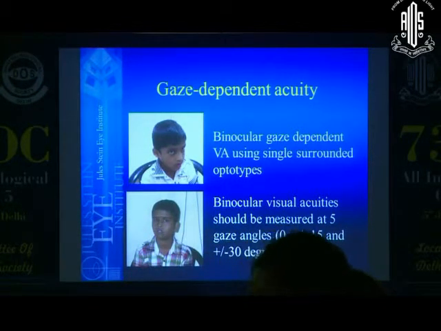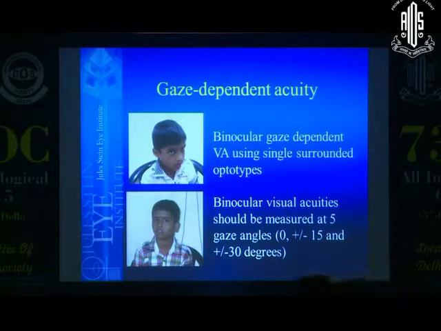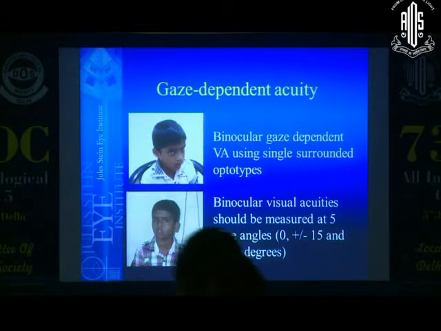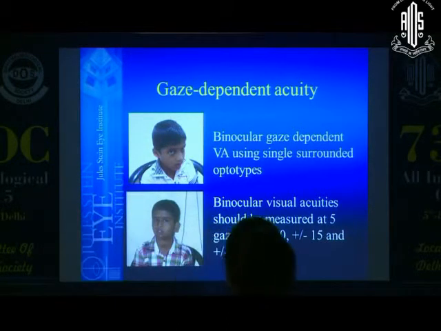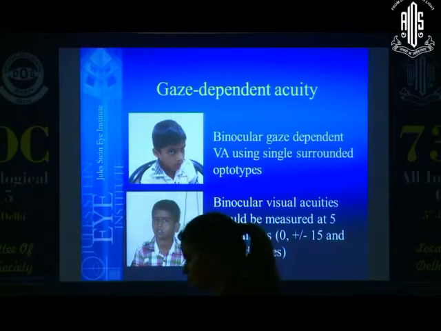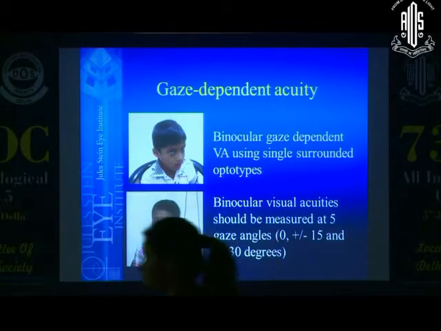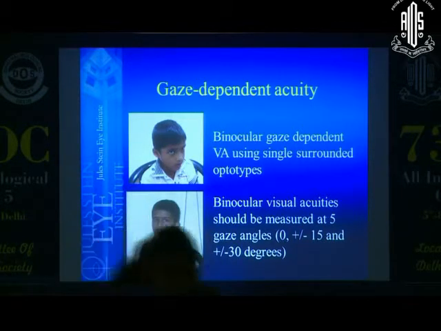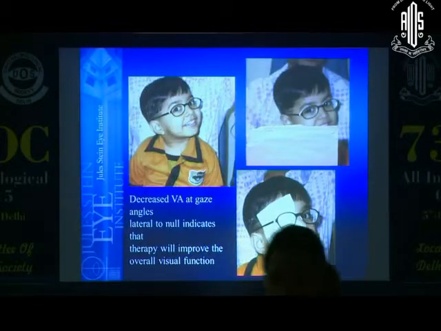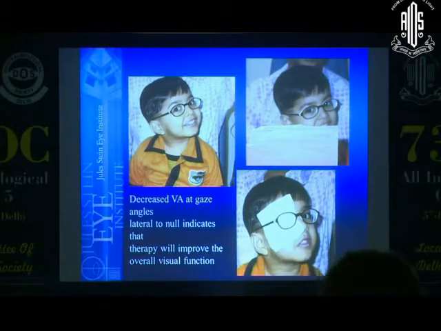For those of us who don't have eye movement recordings, clinically it would be a good clue to record vision in the primary position and at gaze angles 15 and 30 degrees on either side. So you would get a judgment on which side is the null and what is the vision lateral to the null.